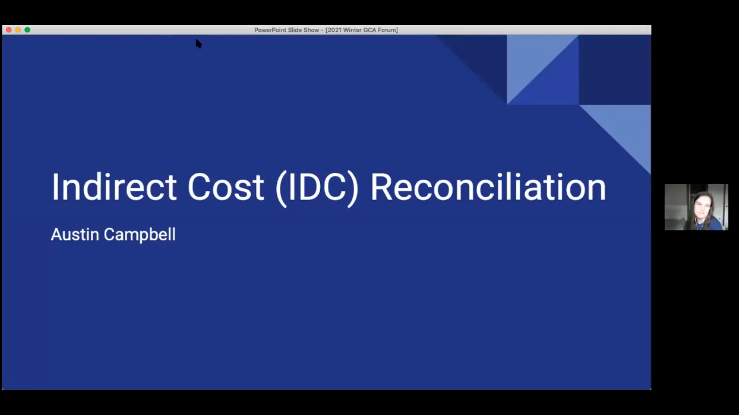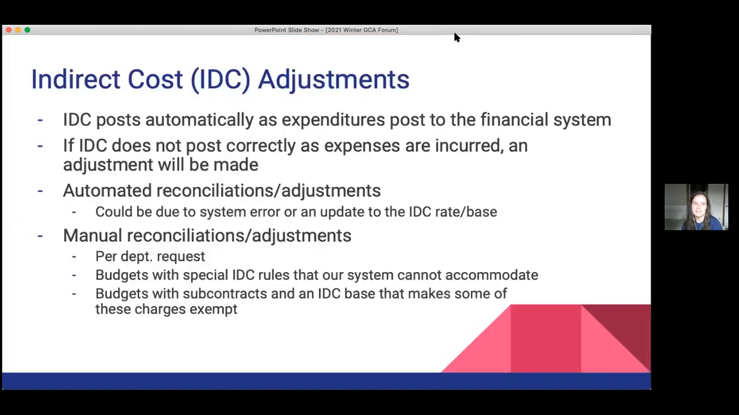Okay, so I'll be talking about indirect costs or IDC reconciliation. This is a pretty hefty topic, so bear with me. As most expenditures post to the financial system, IDC should automatically post. There are times when IDC does not post correctly, in which case we would need to make an adjustment. This could be due to a system error, an update to the IDC rate or base, or in cases where the award has rules that our system cannot accommodate.